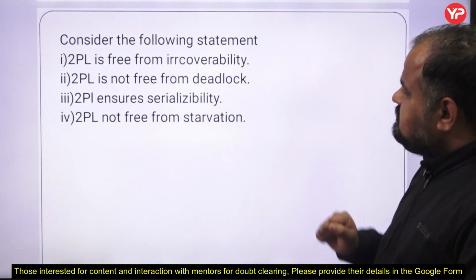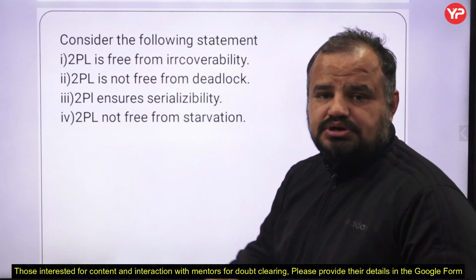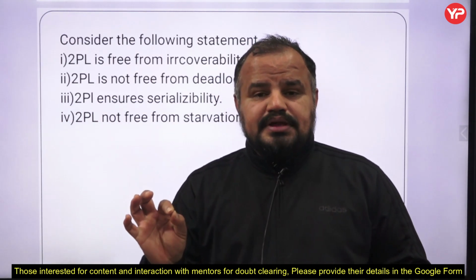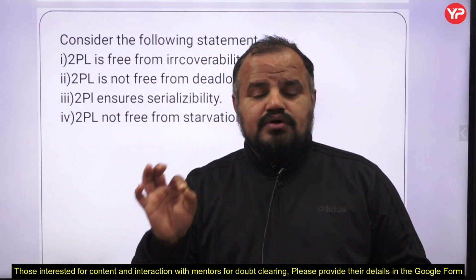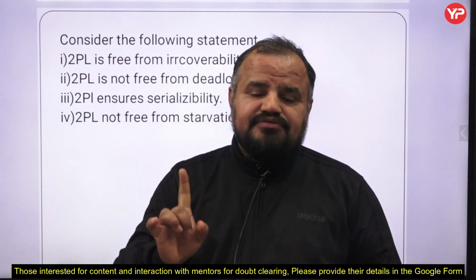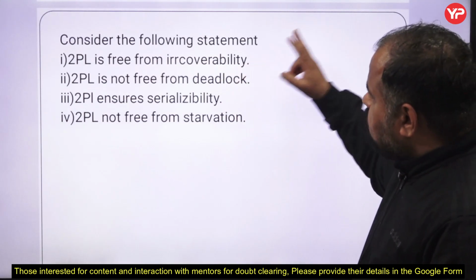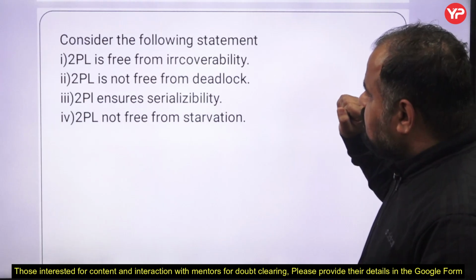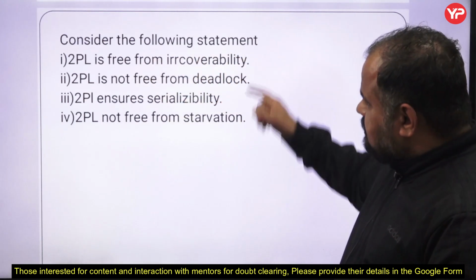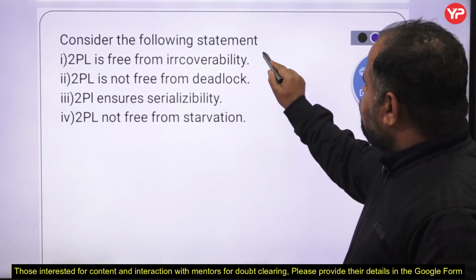Next, consider the following statements. 2PL is free from irrecoverability. No. Keep in mind, my dear students, 2PL has mainly 3 problems. It is not free from irrecoverability, it is not free from deadlock, it is not free from starvation. But it always ensures serializability, that is conflict serializability. Sorry, the statement 2PL is free from irrecoverability is a false statement. So the first statement is false.